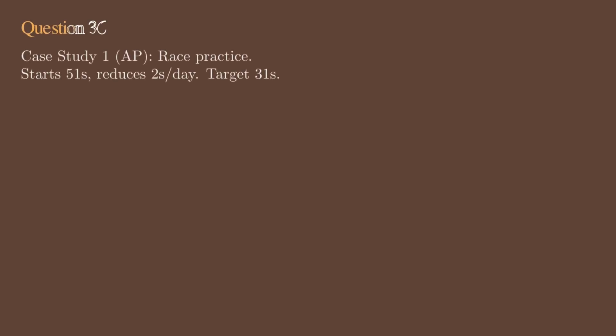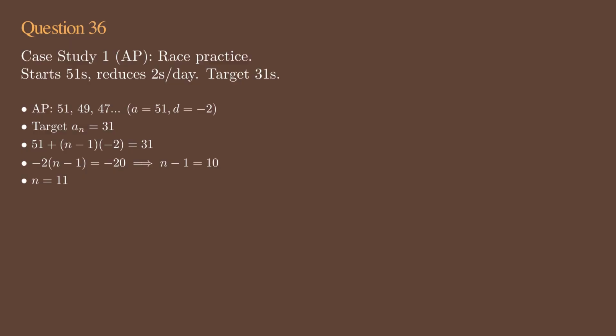Question 36. Case study 1. Veer wants to reduce his race time from 51 seconds to 31 seconds, improving by 2 seconds each day. This forms an arithmetic progression with first term 51 and common difference minus 2. We need to find n when the nth term is 31. Solving the AP formula, we get n equals 11. He needs to practice for 11 days.